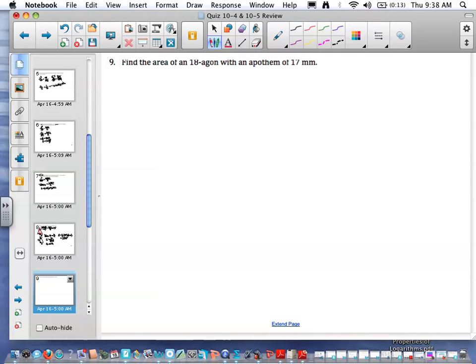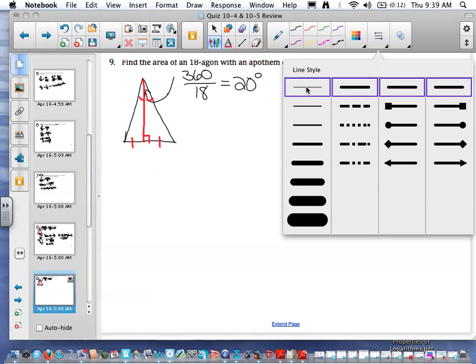Number 9 asks you to find the area of an 18-gon with an apothem of 17 meters. So again, I'm going to construct that central angle and then find that central angle measure by taking 360 divided by 18, because it has 18 sides, gives me a central angle measure of 20. Again, I construct the apothem. It's perpendicular to the side, bisects the side, and bisects that central angle measure.